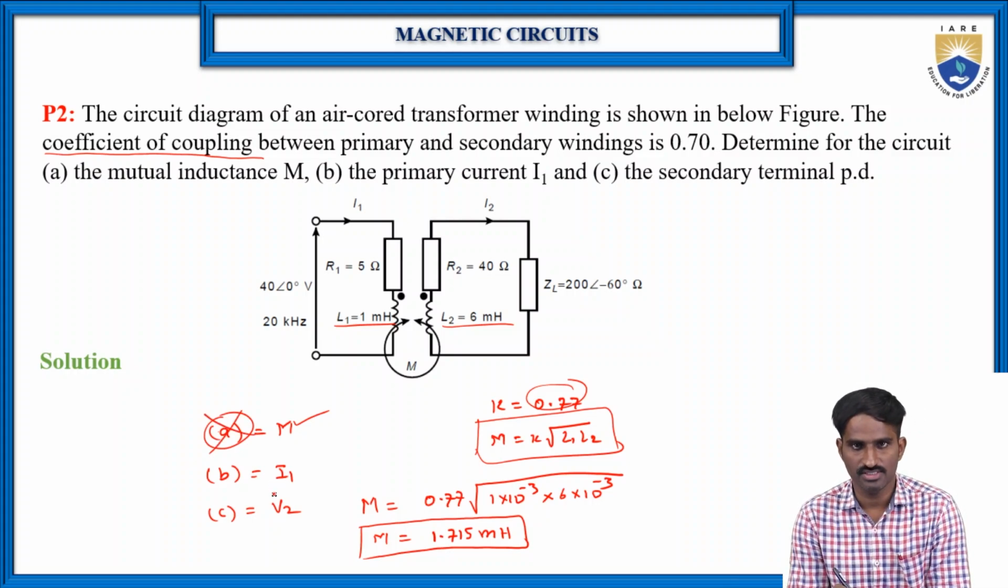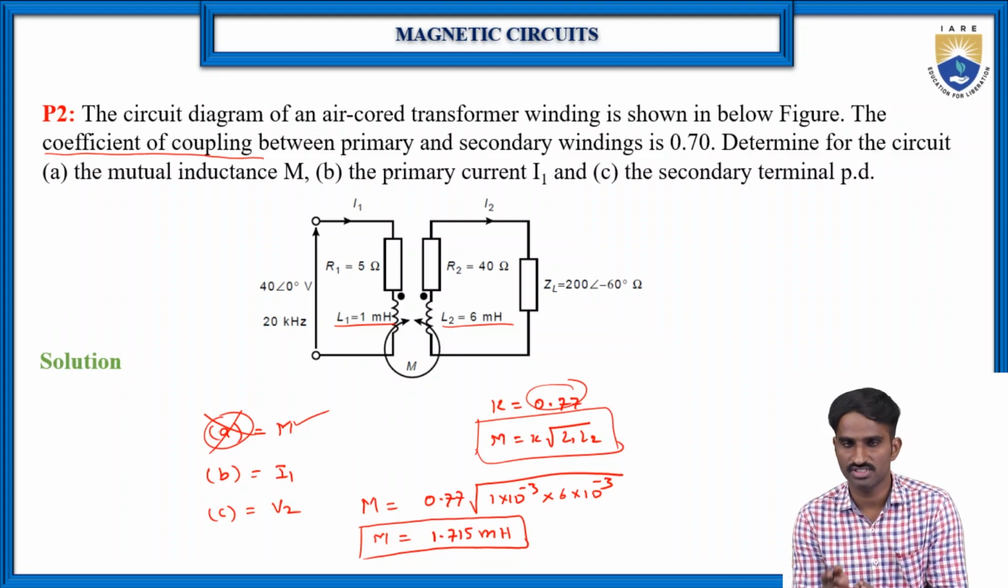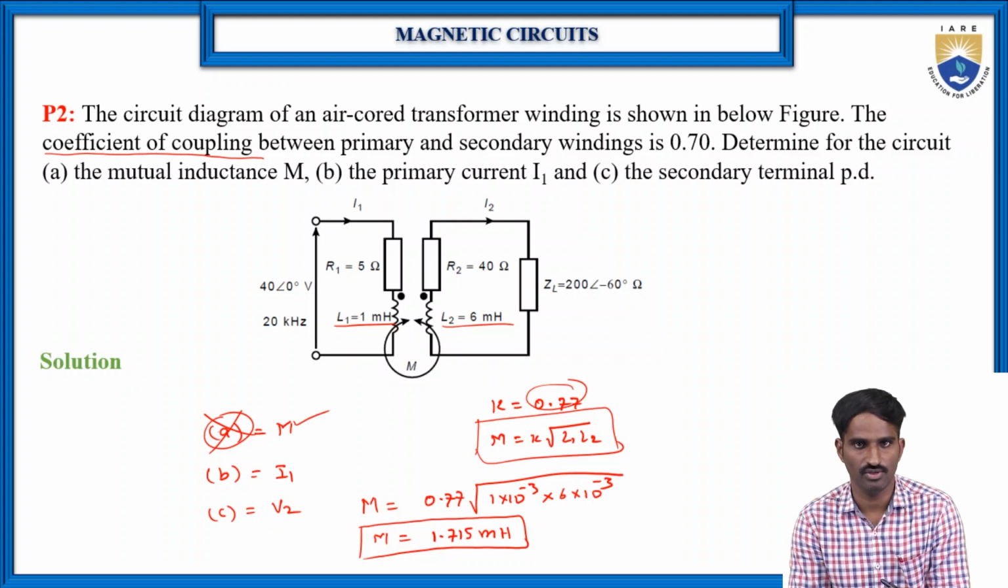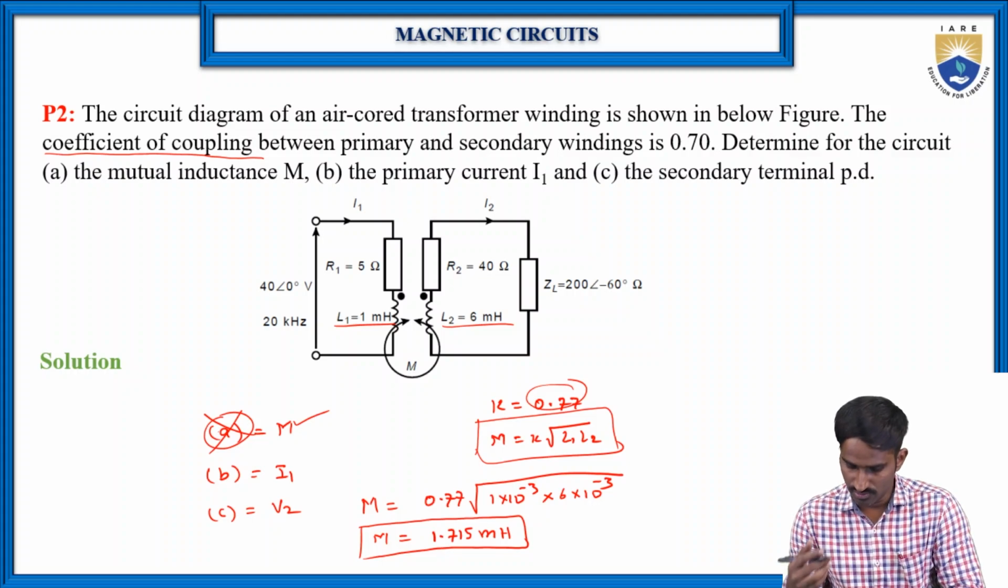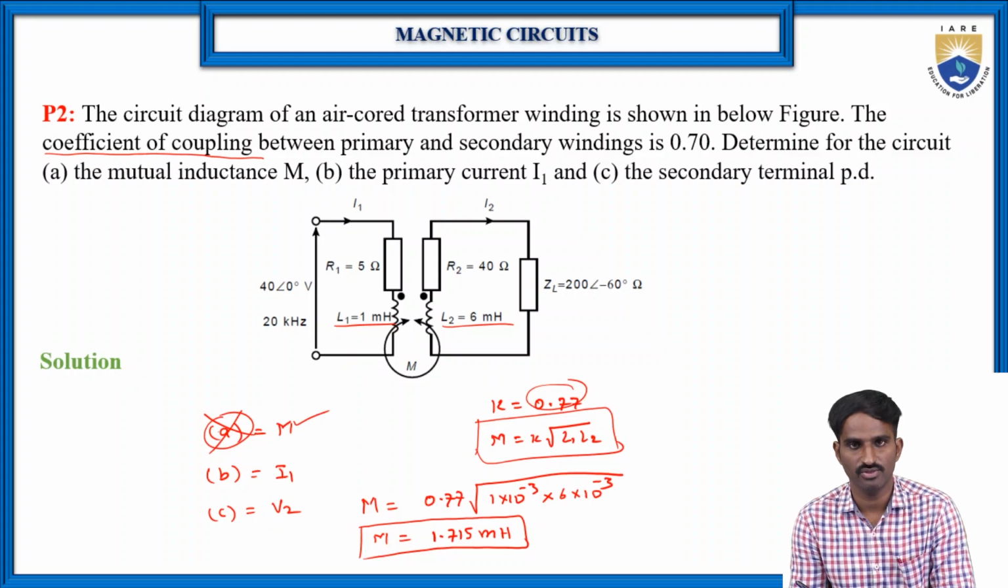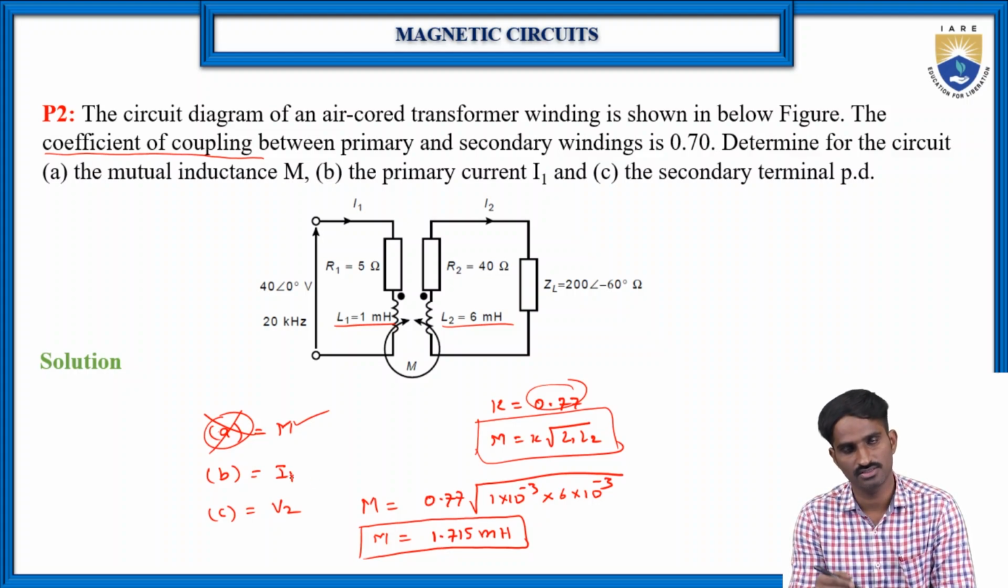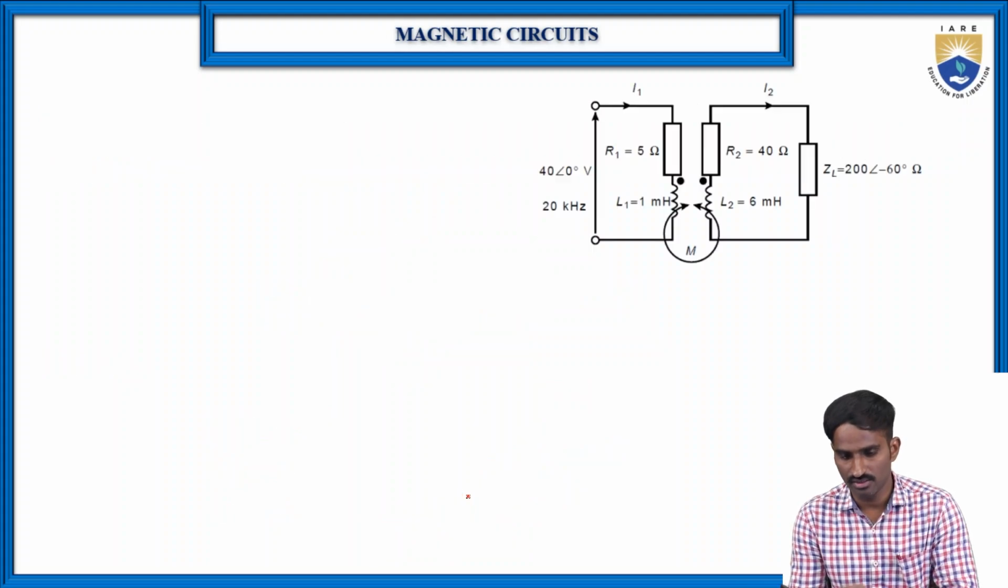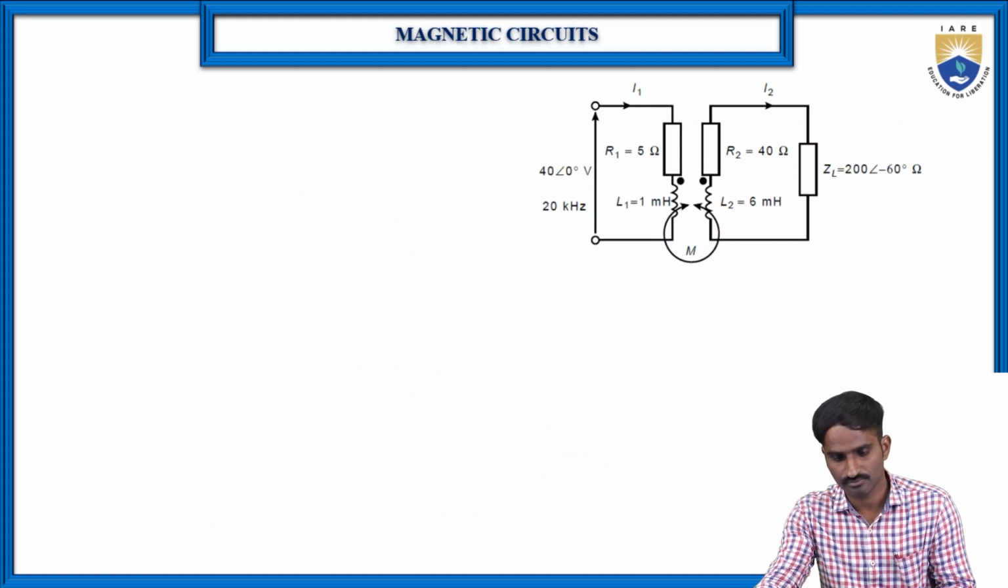Then the second one is I1. To find I1, which is the current flowing through the primary winding, we have to follow the same procedure as in the previous problem. First we need to write the voltage equation for the primary circuit, and then again the voltage equation for the secondary winding.